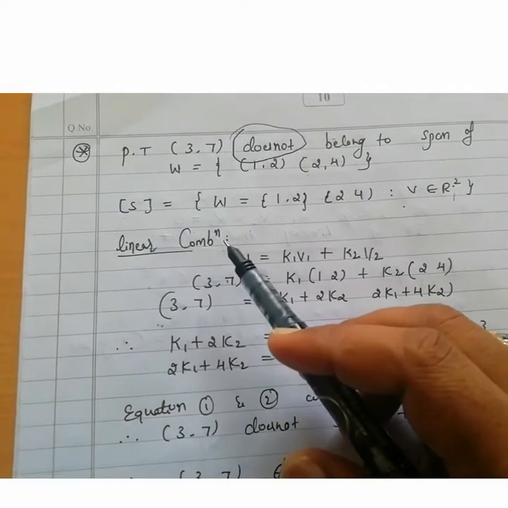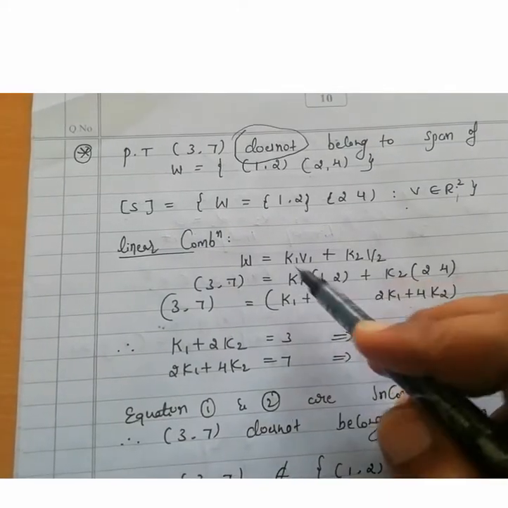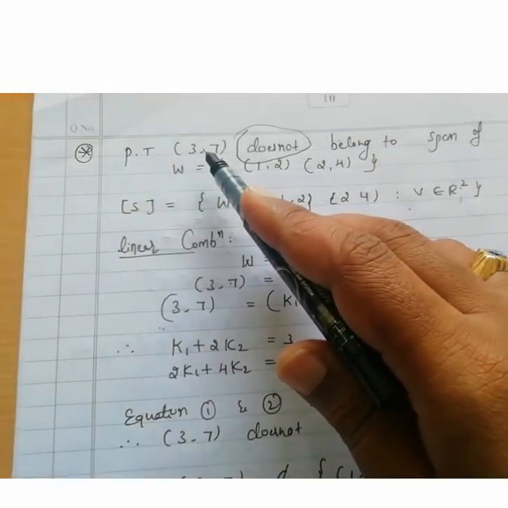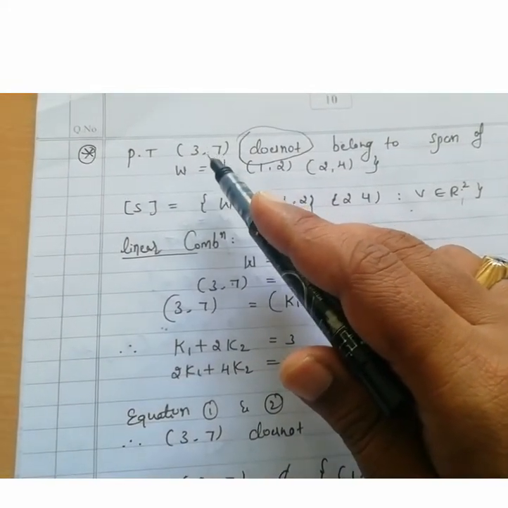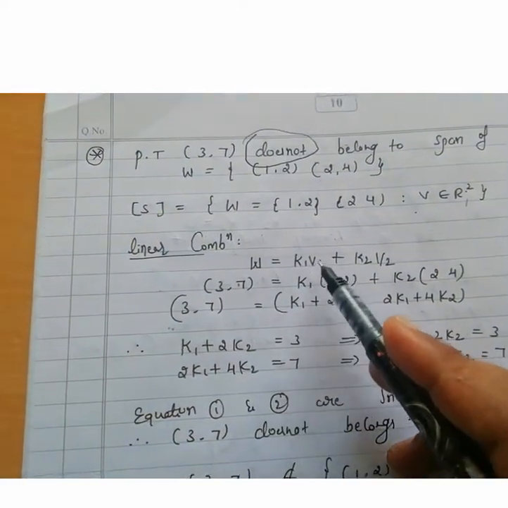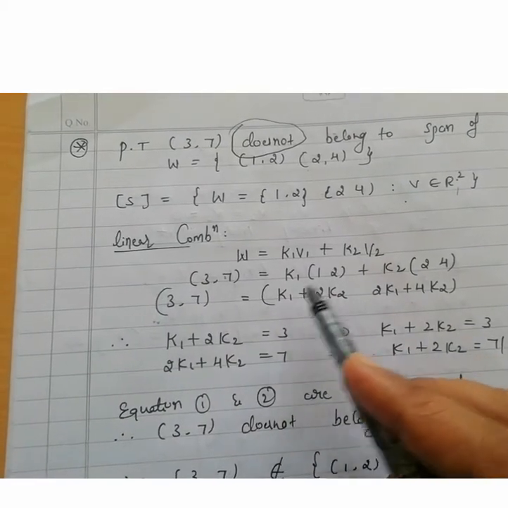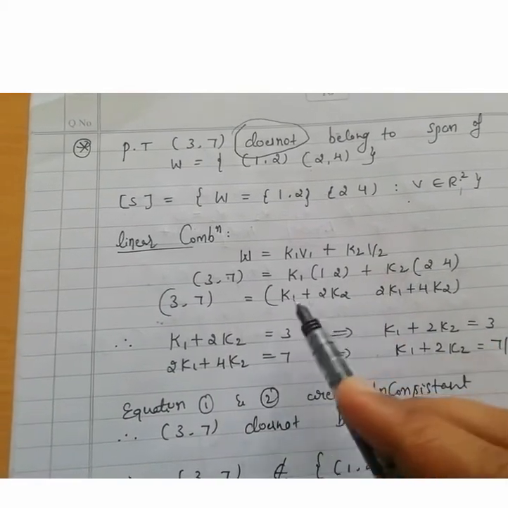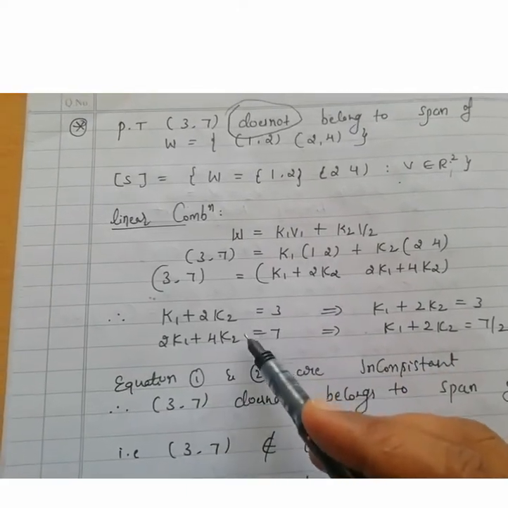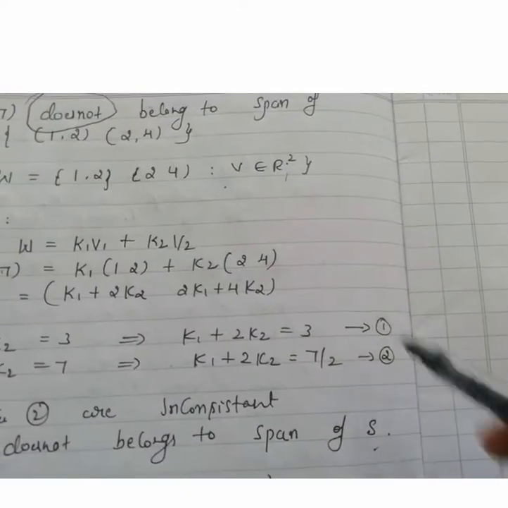We have to check now. I have to consider a linear combination: w = k1 v1 + k2 v2. Why restricted to only two? Because they have given only 2. Since the value of w is given, we prove that this is not going to belong to the span. So that is (3, 7) = k1 v1 + k2 v2. Once you do the scalar multiplication and addition, comparing the LHS and RHS, you will get two equations. Take two common from here, and you will get equation number 1 and equation number 2.